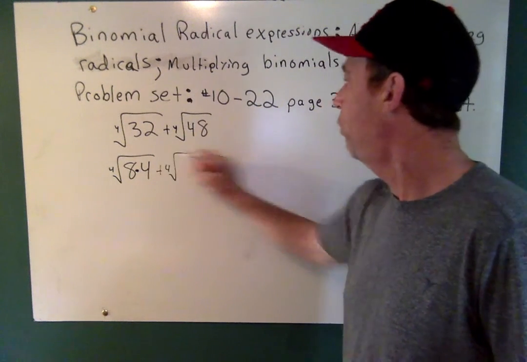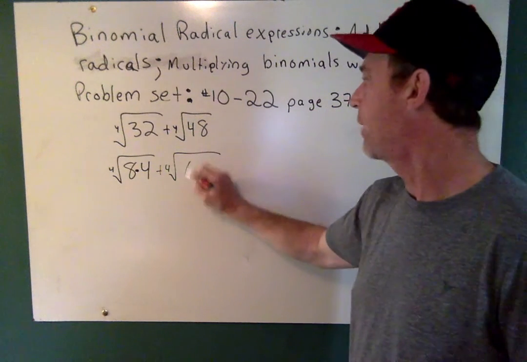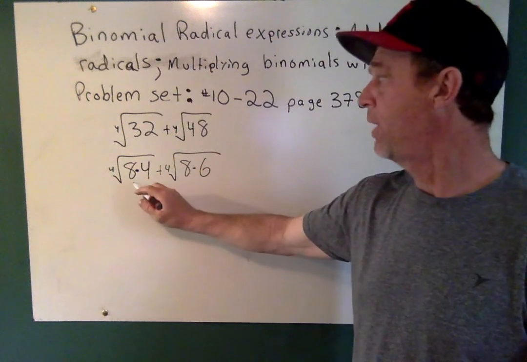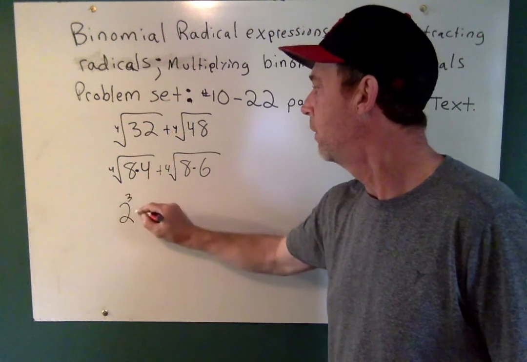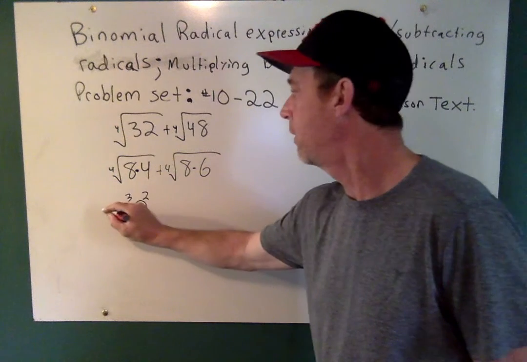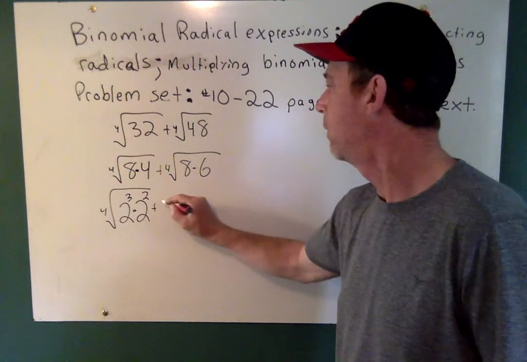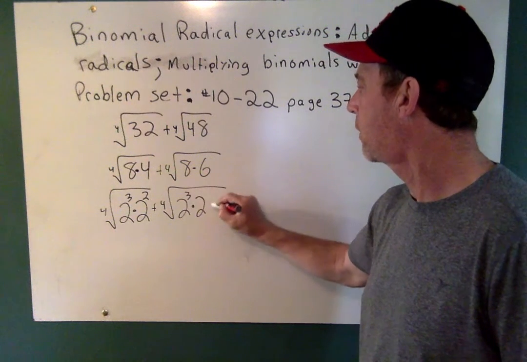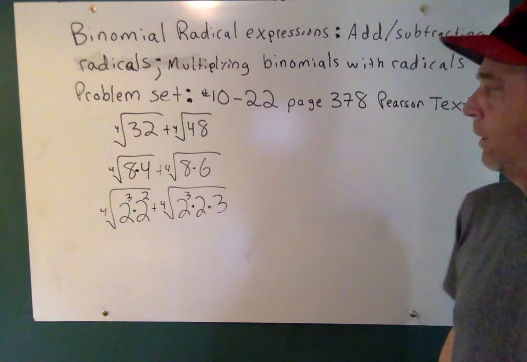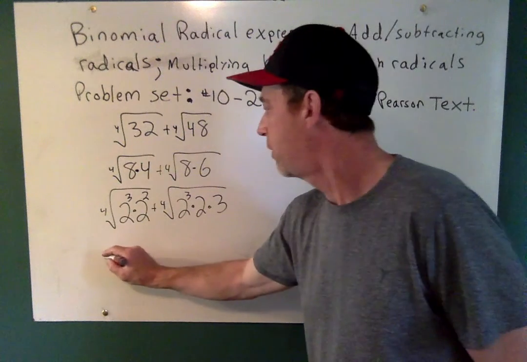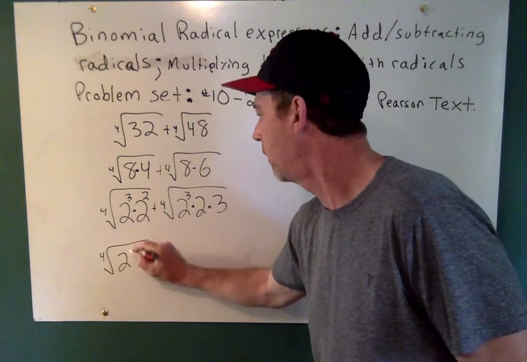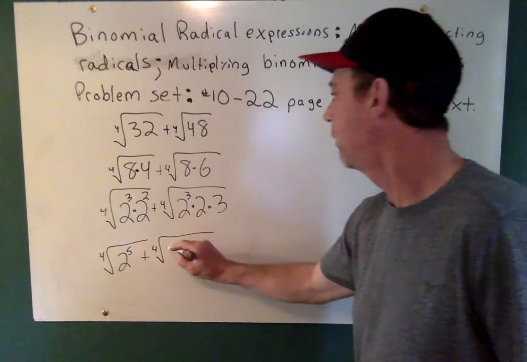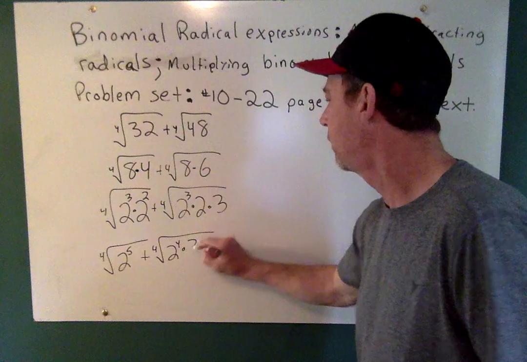Plus the fourth root. And I'm going to make this 8 times 6. And now we'll break this down into prime factorization. That's 2 to the third times 2 to the second, the fourth root, 2 to the third, and 2 by 3 is 6. Now, when we multiply, we add the exponents, so it's the fourth root of 2 to the fifth, plus the fourth root of 2 to the fourth times 3.